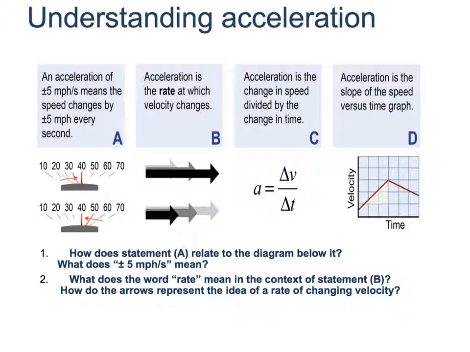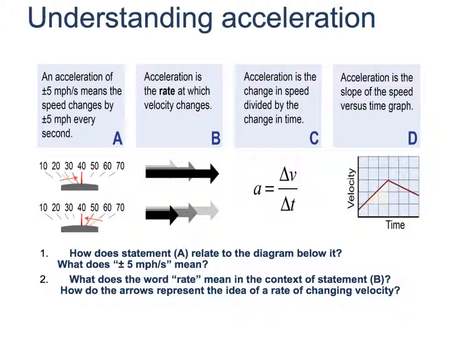A lot of stuff on this page. Understanding acceleration. A, an acceleration of +5 miles per hour per second means that the speed changes by +5 miles per hour every second. B, acceleration is the rate at which velocity changes. C, acceleration is the change in speed divided by the change in time. D, acceleration is the slope of the speed versus time graph. How does statement A relate to the diagram below it? What does +5 miles per hour per second mean?